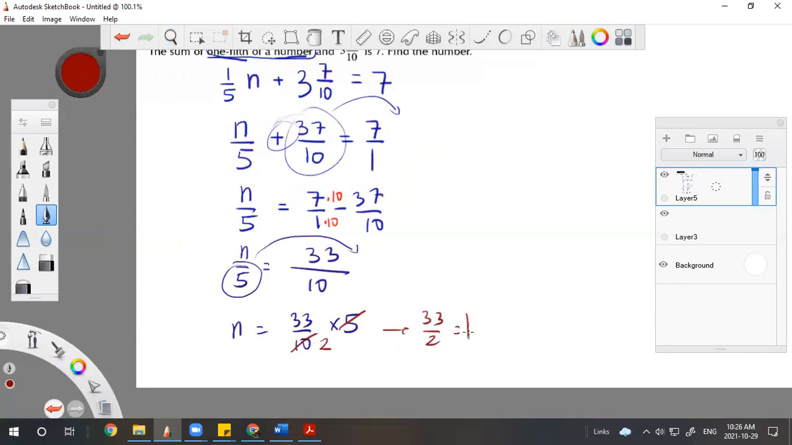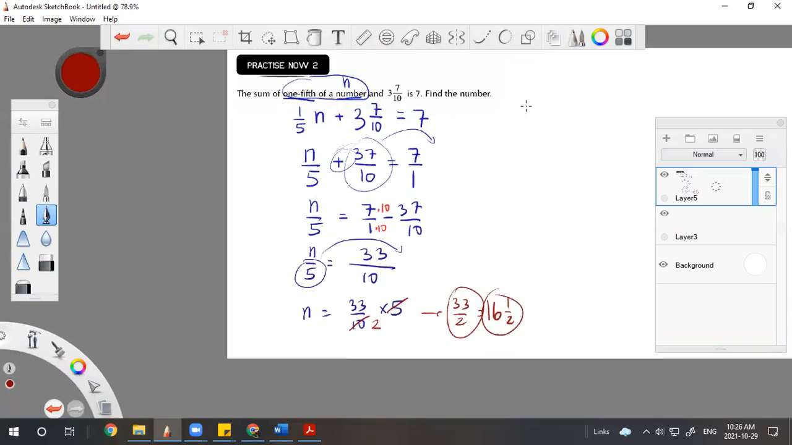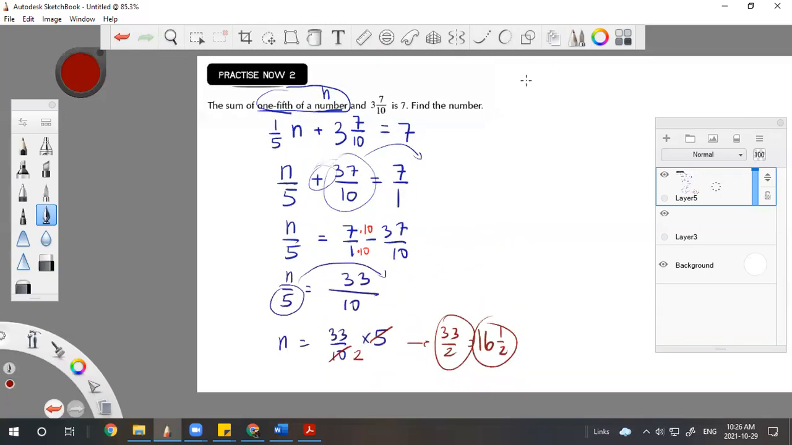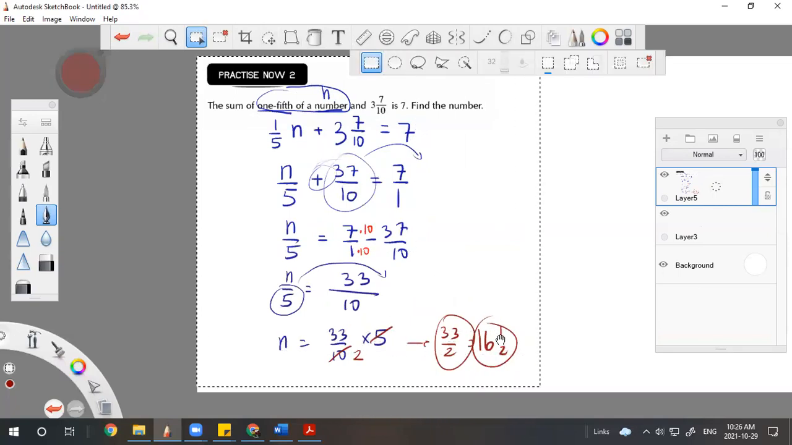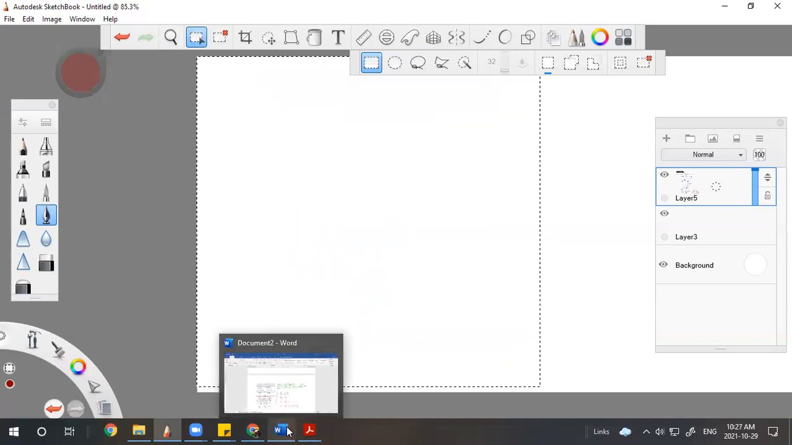Or 16 1/2. Again, you have to convert it into a mixed fraction because you are in secondary one and you are obligated to write 16 1/2.